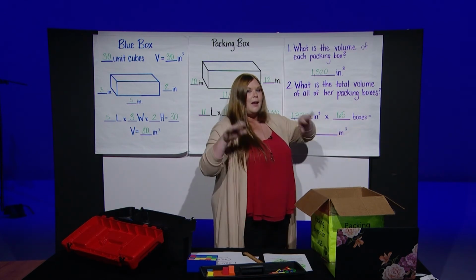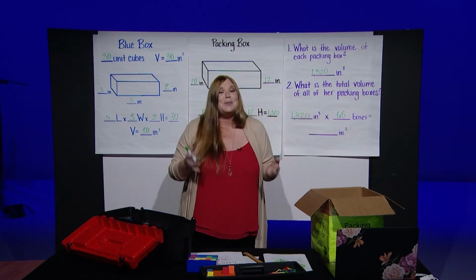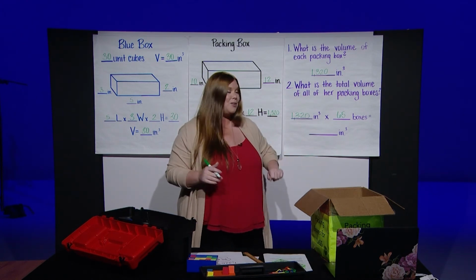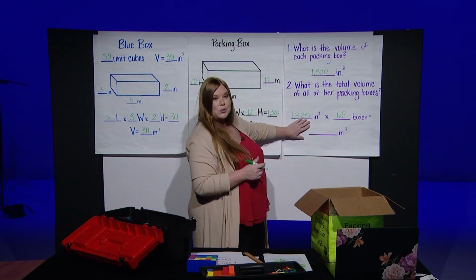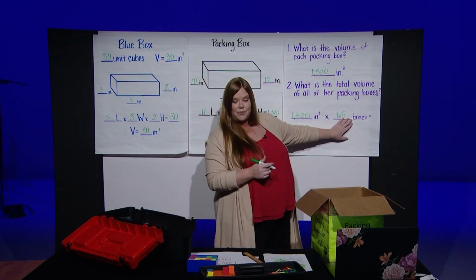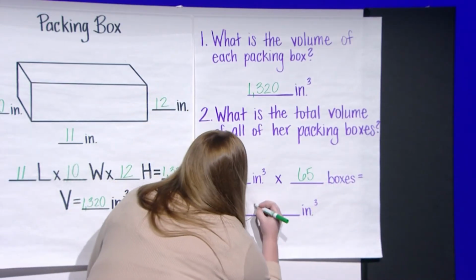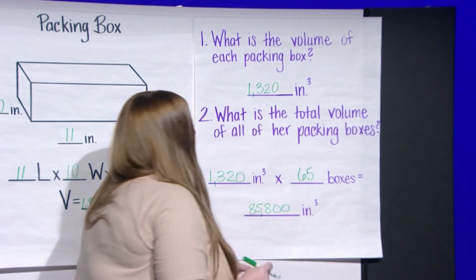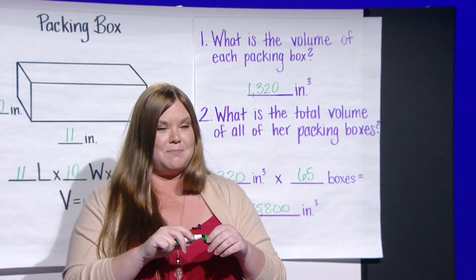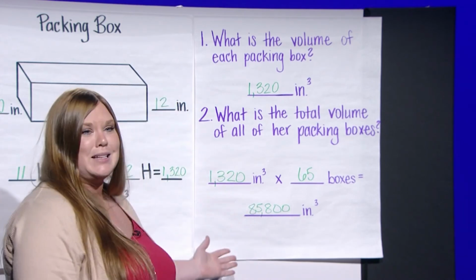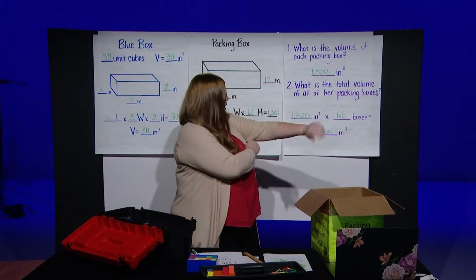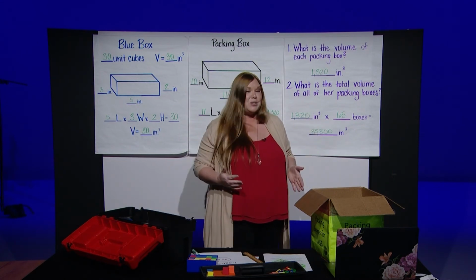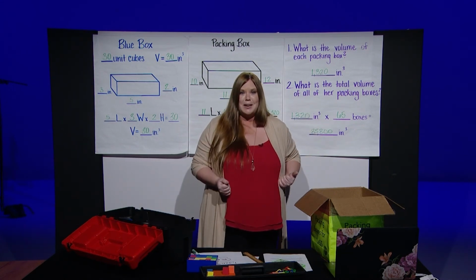Now, I know these are really large numbers and we don't have time to get into a lot of heavy multiplication today, but I will tell you that 1,320 times 65 is 85,800 cubic inches. Look at this. Look at what you did. Okay, so we've answered these two really important questions. So are you ready to help me choose a moving truck now?